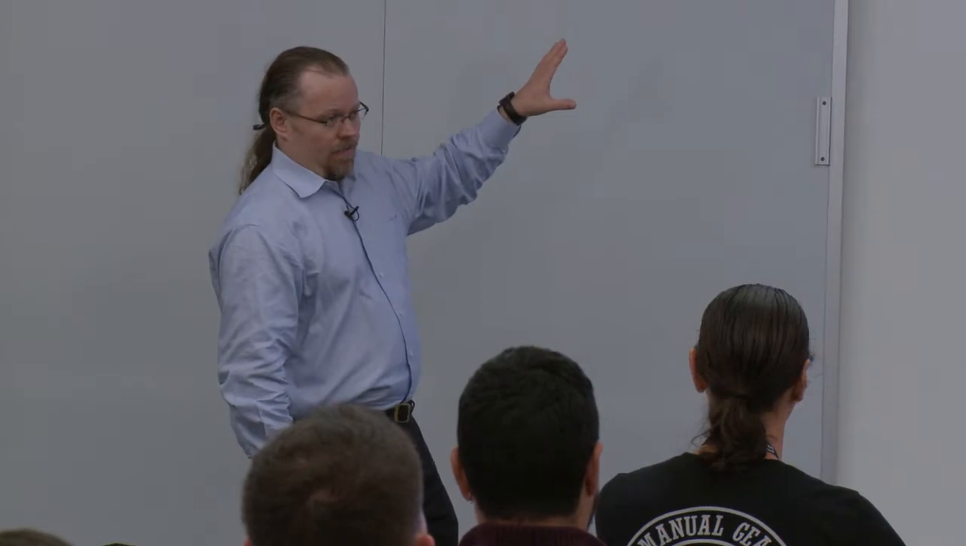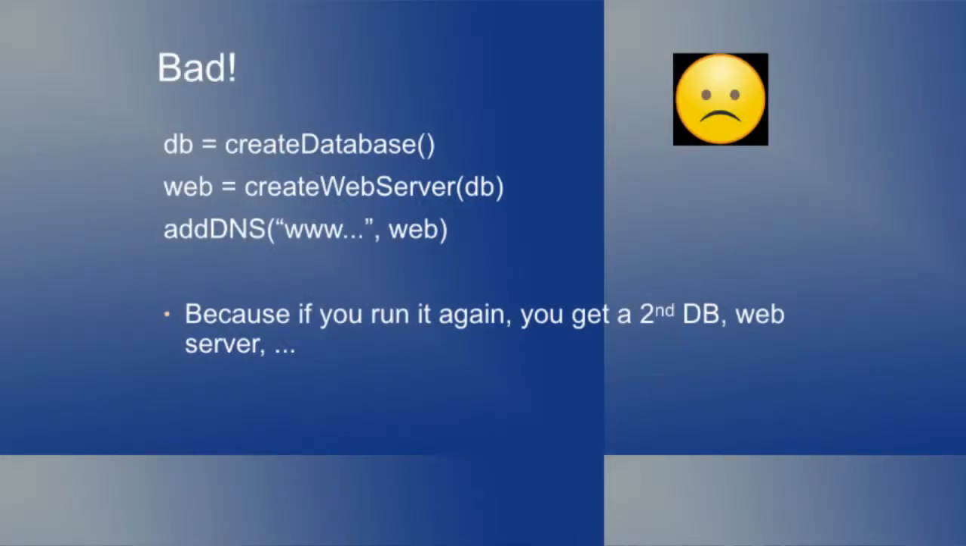To make this very concrete, this is bad. I'm creating a database, I'm creating a web server, I'm adding that to DNS. Because if I run it again, I've created another database, another web server, and well, www is a unique resource, so I probably now have a conflict. Which stack does this point to? Which one did I run last?